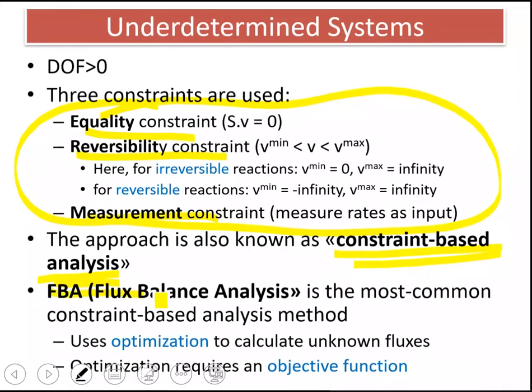So flux balance analysis, or FBA, is the most common constraint-based analysis method. There are other approaches. There are some approaches that don't use optimization. We will talk about those in the coming weeks. But the most commonly used approach is flux balance analysis, and it is a constraint-based analysis method. It uses optimization to calculate unknown rates. Optimization requires an objective function to be optimized. So you should get familiar to the concept of objective function.